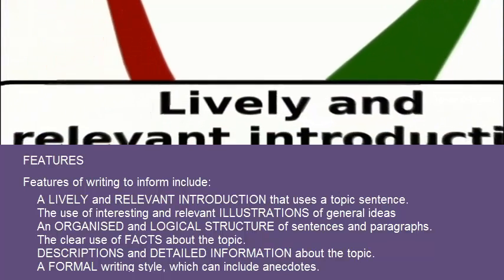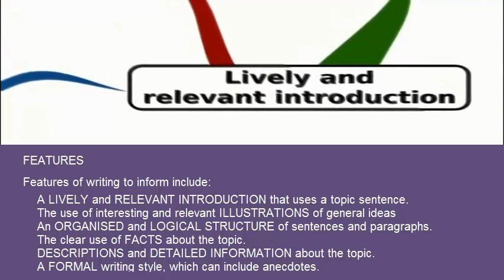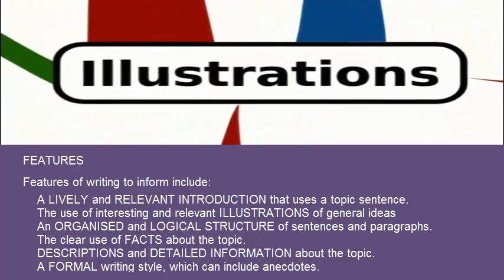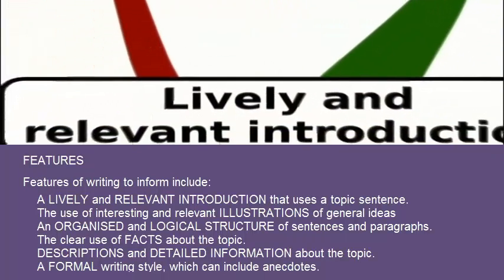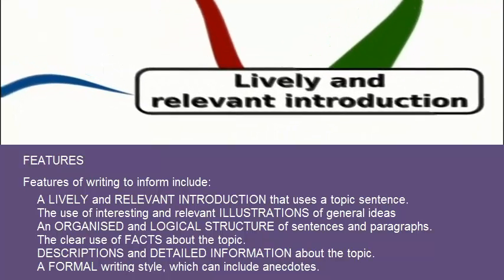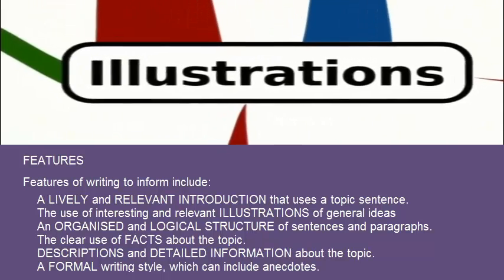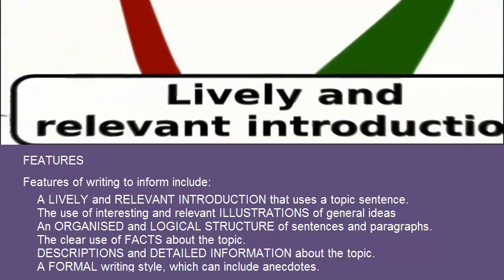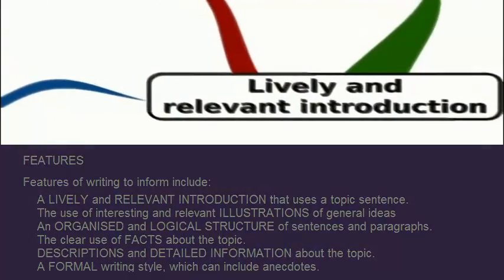Features. Features of writing to inform include a lively and relevant introduction that uses a topic sentence, the use of interesting and relevant illustrations of general ideas, an organised and logical structure of sentences and paragraphs, the clear use of facts about the topic, descriptions and detailed information about the topic, a formal writing style which can include anecdotes.